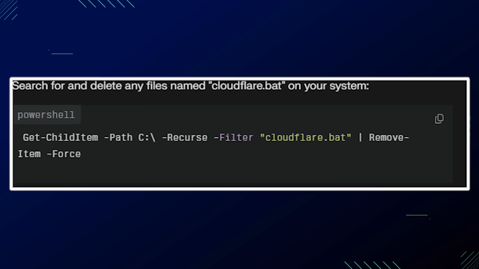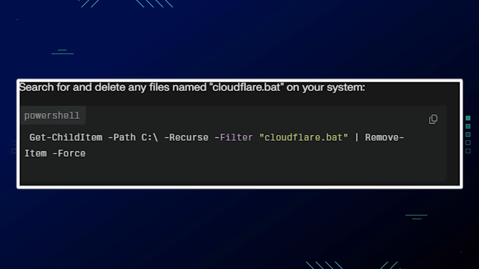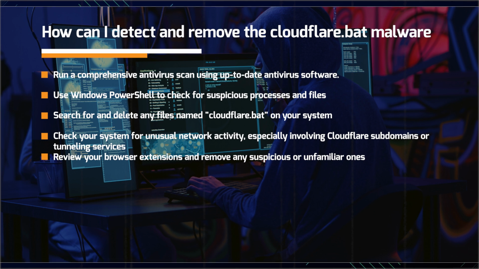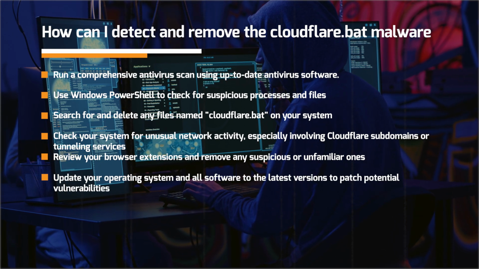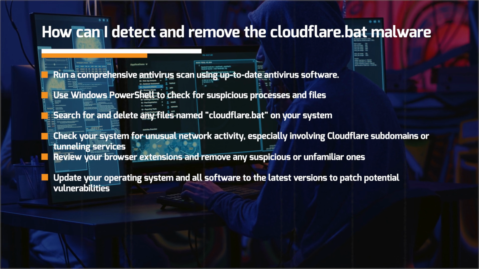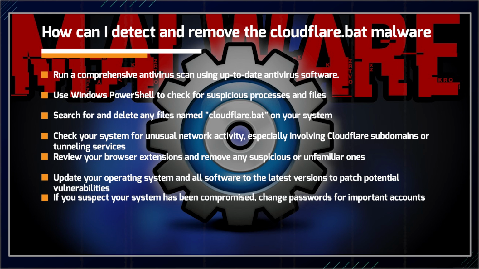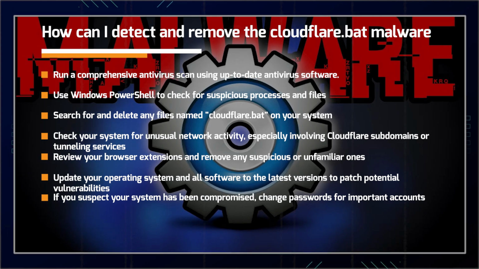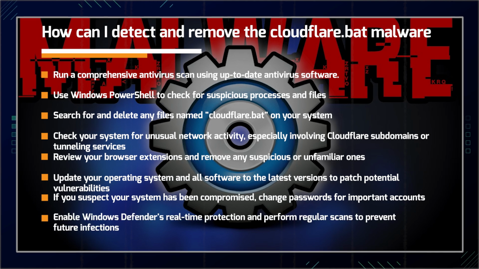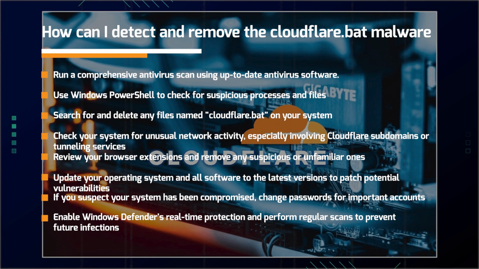Check your system for unusual network activity, especially involving Cloudflare subdomains or tunneling services. Review your browser extensions and remove any suspicious or unfamiliar ones. You can also update your operating system and all software to the latest versions to patch potential vulnerabilities. If you suspect your system has been compromised, change passwords for important accounts, especially those related to cryptocurrency wallets or sensitive information. You can also enable Windows Defender's real-time protection and perform regular scans to prevent future infections.